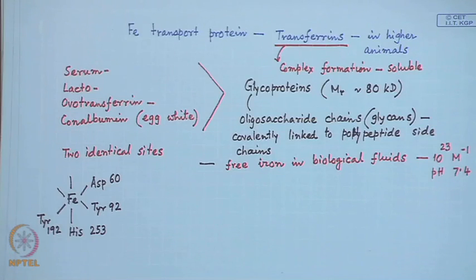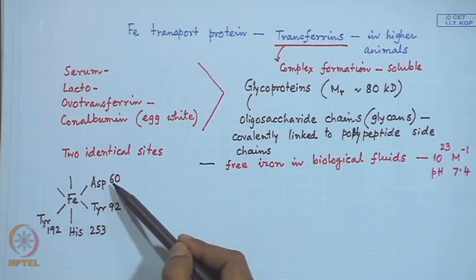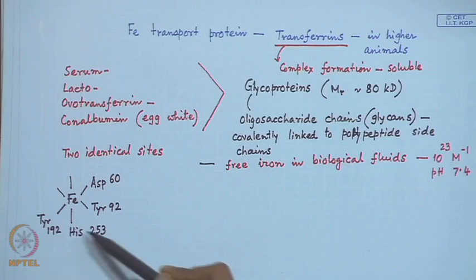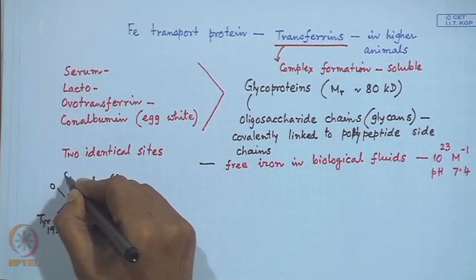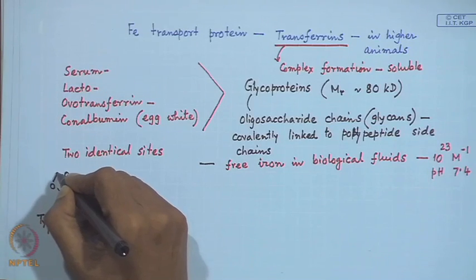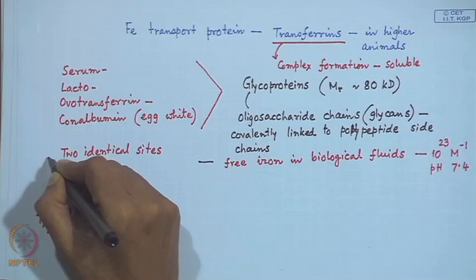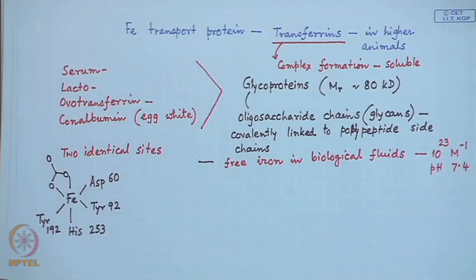So, we have 4 positions fulfilled by the polypeptide chain. So, you have the sequence. The polypeptide numbering is from 60, 92, then 192, then 253. So, its coiling is there, and 2 other positions are occupied by a very interesting group, which is nothing but your carbonate anion, which can be considered as your co-precipitating agent, what we are just discussing.